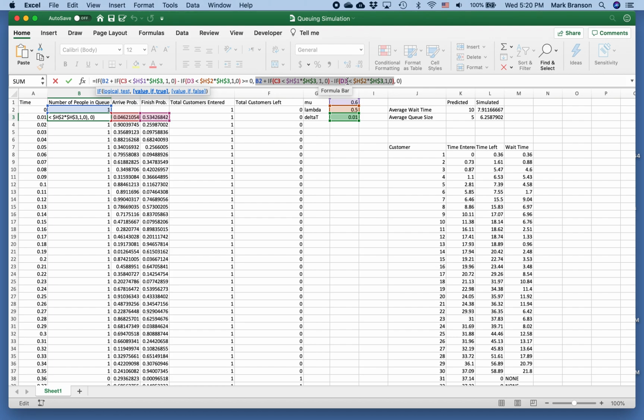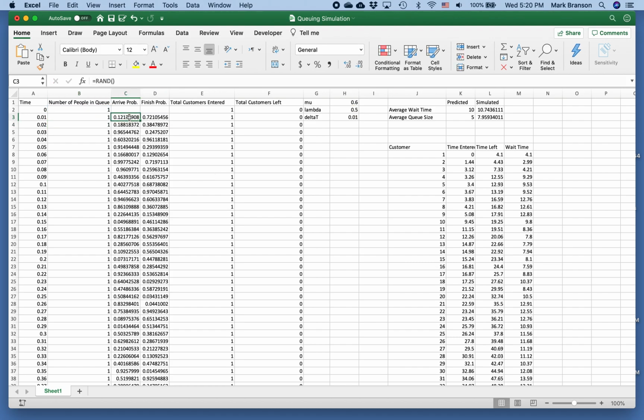And then similarly, if our departure probability is less than H2, which is lambda times delta T. So if our departure probability is less than lambda delta T, one person leaves, right? It's minus one. And if not, zero people leave. And then otherwise, the rest of this is just making sure that if it drops lower than zero, we don't do that.